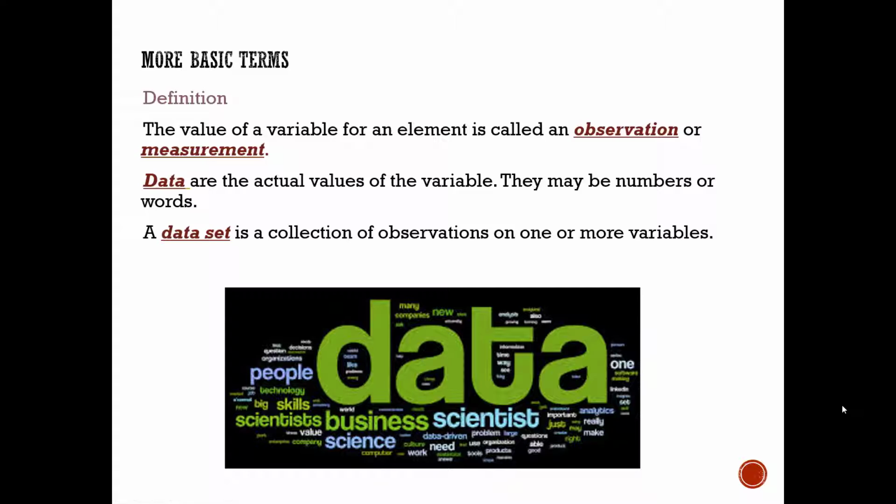Take a look at some more basic terms, more flashcards for you. First is an observation or a measurement. Well, that is the value of a variable for an element. In other words, if we look at the amount spent and we say, well, this particular student spent $150, that's our observation for that student. That's the value of that variable. Data are the actual values of the variable. They can be numbers or words. They are the information that we collect when we do a survey. And a data set is a collection of observations on one or more variables.